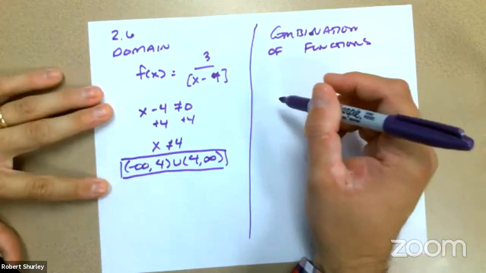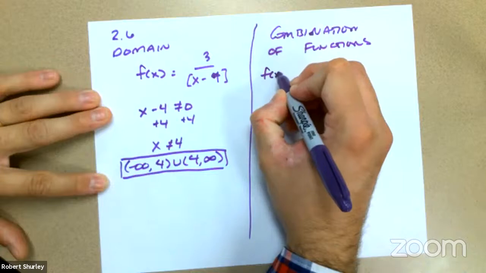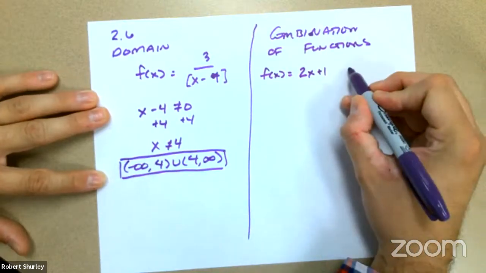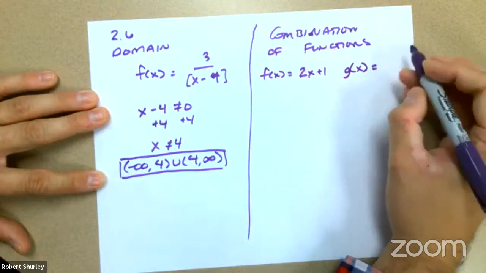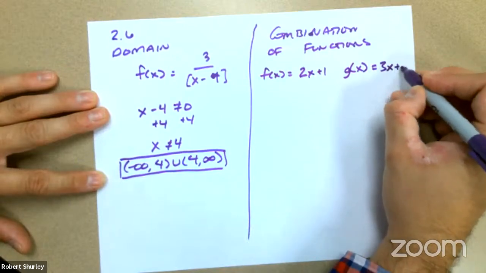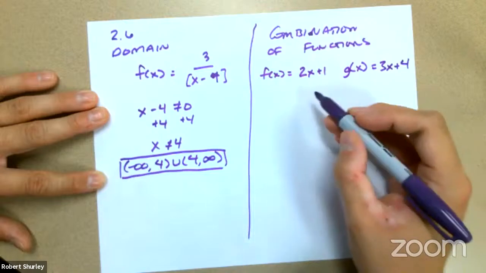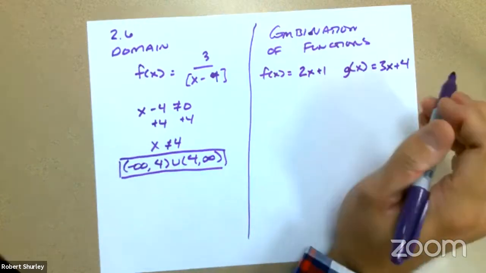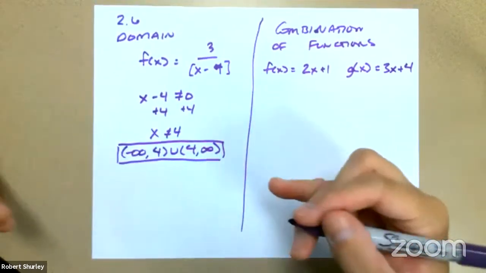If I gave you two functions, let's do two basic functions: f of x equals 2x plus 1, and we'll say g of x equals, I don't know, 3x plus 4, okay? So we've got these two functions, f of x and g of x. If we want to do basic arithmetic with them, or if I'm going to ask you on the test to do basic arithmetic, I need you to understand the notation.